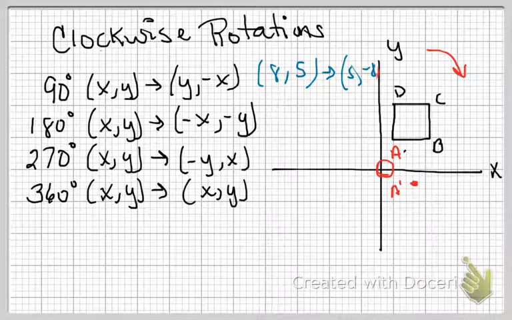So 5, 1, 2, 3, 4, 5, negative 8. 1, 2, 3, 4, 5, 6, 7, 8. So it's right there. That'll be my B.